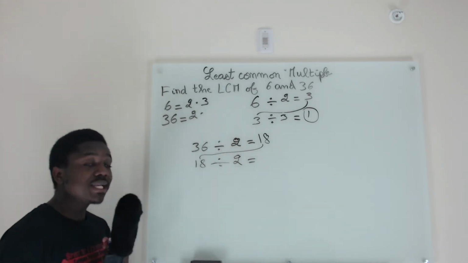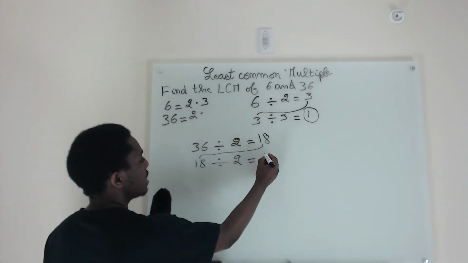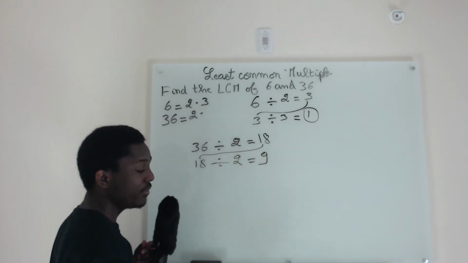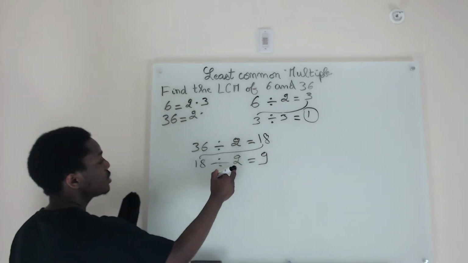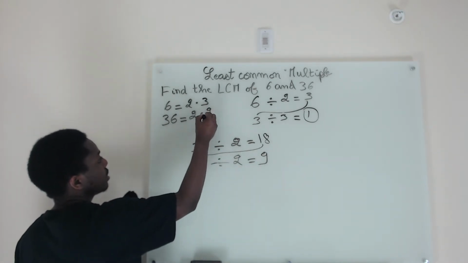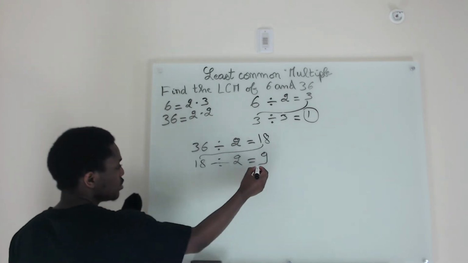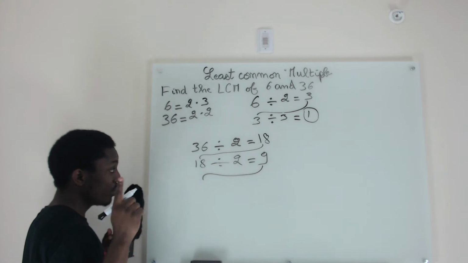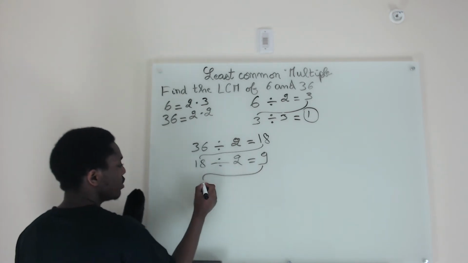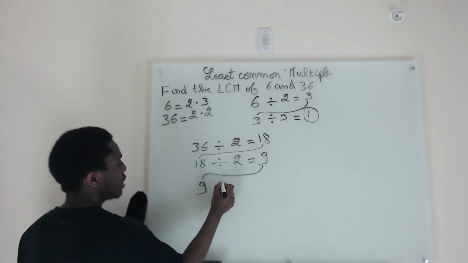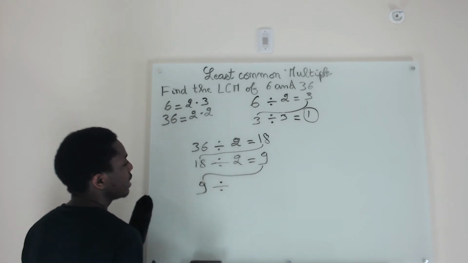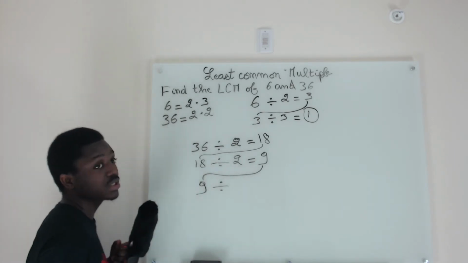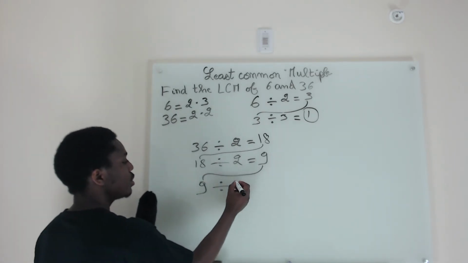Okay, so 18 divided by 2 is 9. Again, the answer is a nice number, so I take the 2 and I put it right here. So I keep continuing the division until my answer is what number? The number 1. So I take the number 9, I put it right here, and I put it divided by. So the previous number that worked was 2. So I have to also put 2 here.